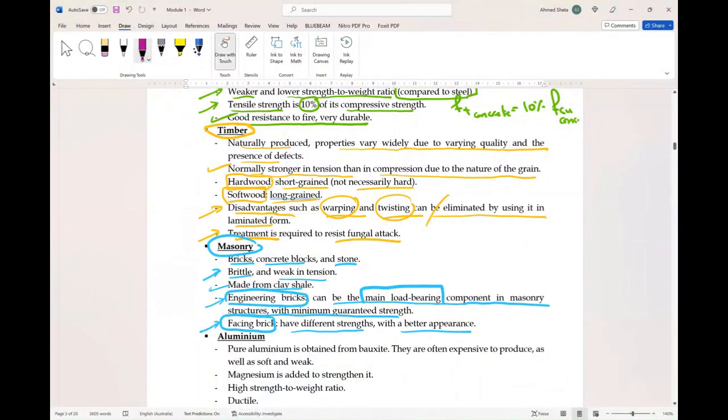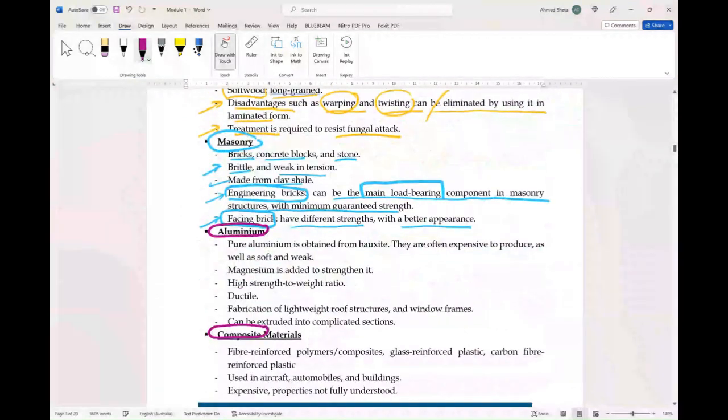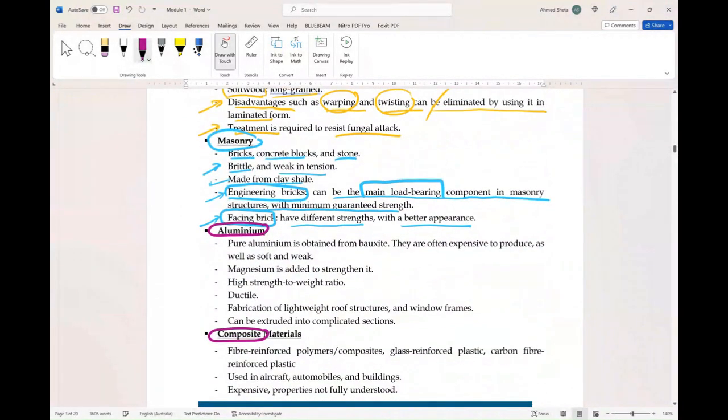The fifth material we have is aluminum. Pure aluminum is obtained from bauxite. It is often expensive to produce, as well as soft and weak. So the problem of aluminum is that it is soft and weak, and also expensive to produce, and it is made from bauxite.